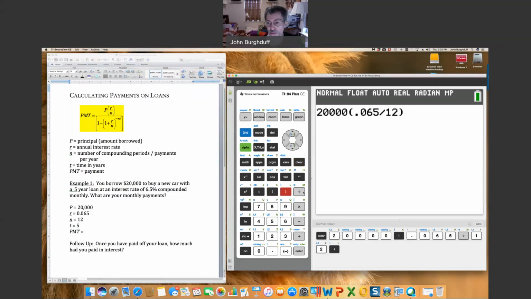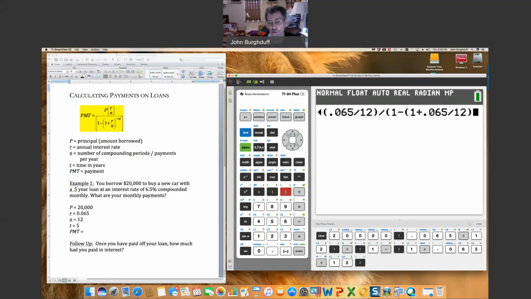So to get the denominator, we divide, and everything in the denominator, as the formula shows, will be in parentheses. The formula indicates two shapes of parentheses to distinguish the inner from the outer, but we really can get by with just the round parentheses as long as we're careful to include everything. So in parentheses, we have 1 minus, and then open another parentheses, 1 plus R, which is 0.065, divided by N, which is 12, close the parentheses.